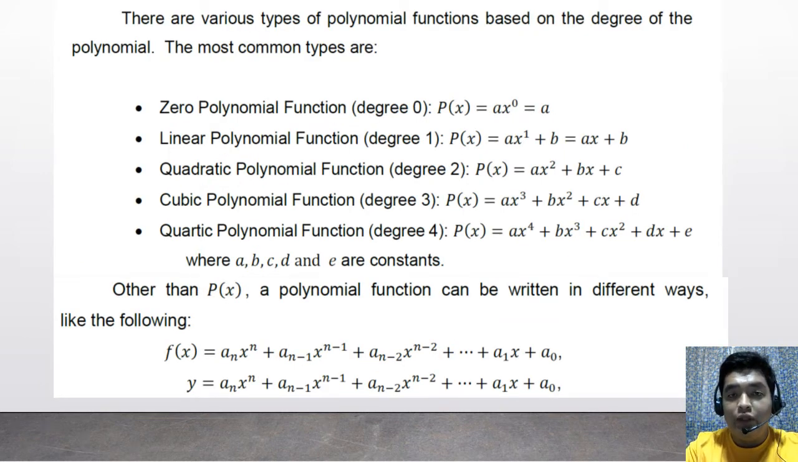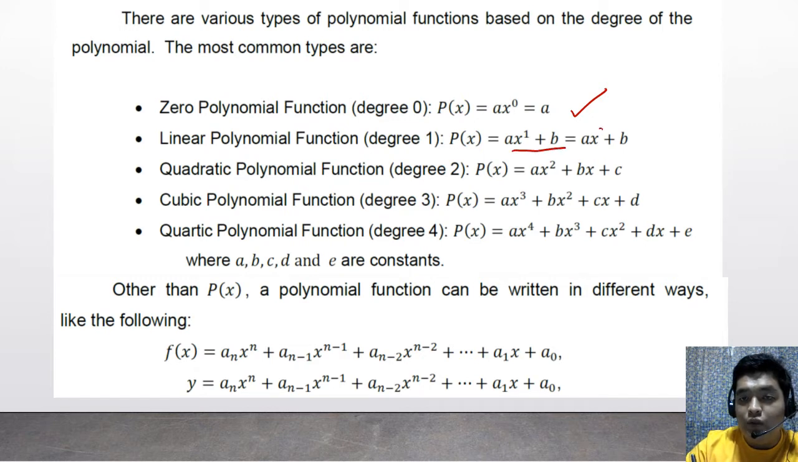There are various types of polynomial functions based on the degree of the polynomial. The most common types are the zero polynomial function with a degree of 0, and the linear polynomial function with a degree of 1. If you cannot see any exponent, the exponent is automatically 1. Then we have the quadratic polynomial function, where the exponent is 2. The cubic polynomial function has a degree of 3, so our highest exponent is 3. The quartic polynomial function has a degree of 4, so the highest exponent is 4, where a, b, c, d, and e are constants.